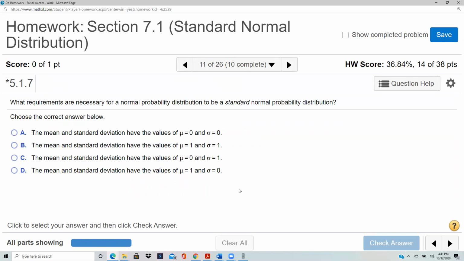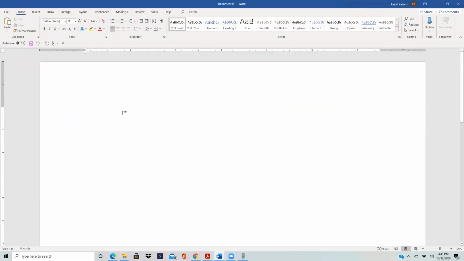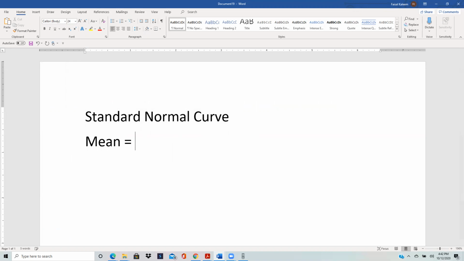What requirements are necessary for a normal probability density to be a standard normal probability distribution? So a normal distribution can have different means and different standard deviations, but if the mean is 0 and the standard deviation is 1, then it's a standard normal curve. So for a standard normal curve, the mean is 0 and the standard deviation is 1. Otherwise, if either of these two things is missing, the mean being 0 and the standard deviation being 1, then it's not a standard normal curve. It could still be a normal curve, but it wouldn't be a standard normal curve.